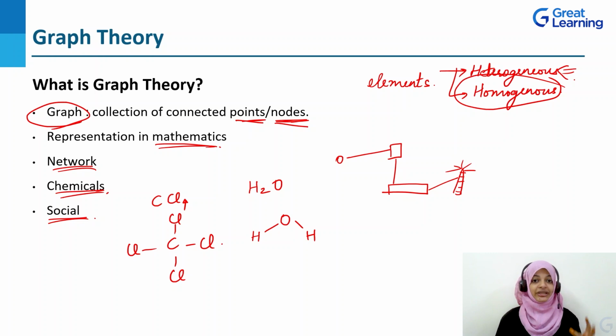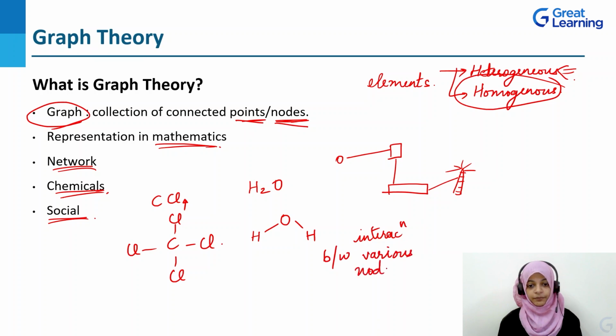Lastly, we've got social interactions represented as graphs. Any kind of social interaction, whether they are entertainment-based interactions or communication-based interactions, can be represented in the form of graphs, right? So any diagrammatic representation that you want to create such that it shows the interaction between various nodes, and this is represented in a mathematical manner, then that particular diagrammatic representation can be known as a graph.